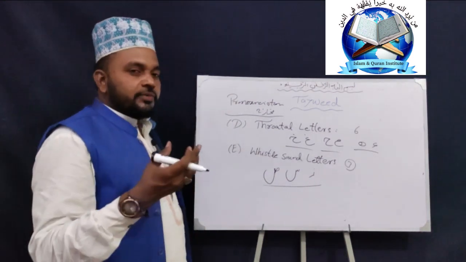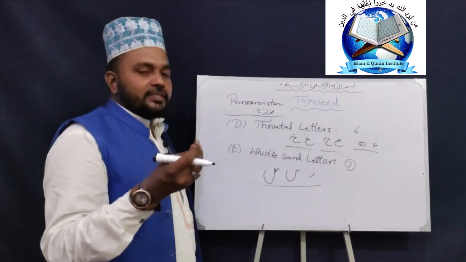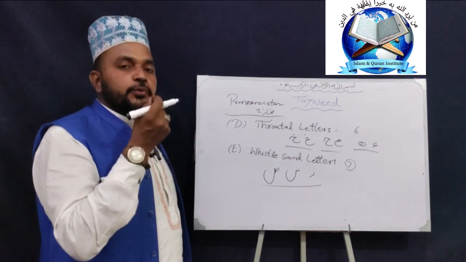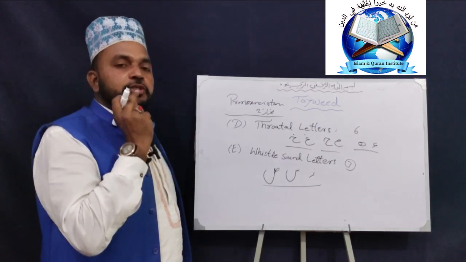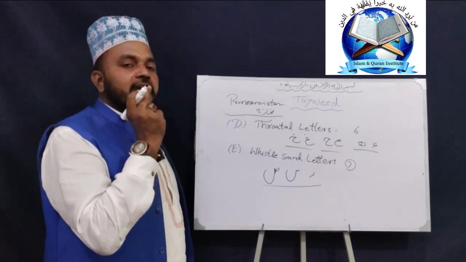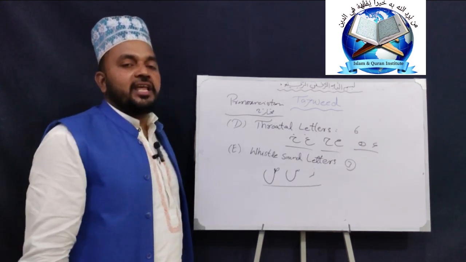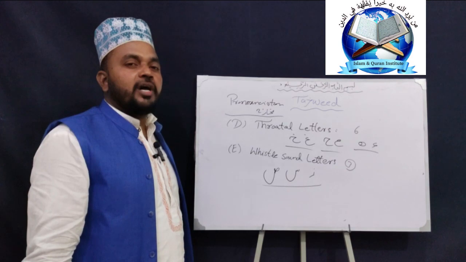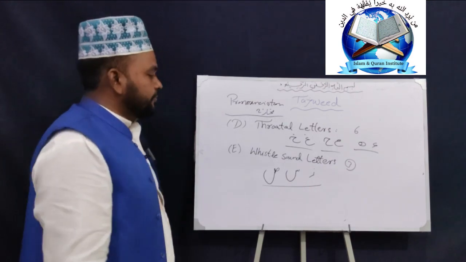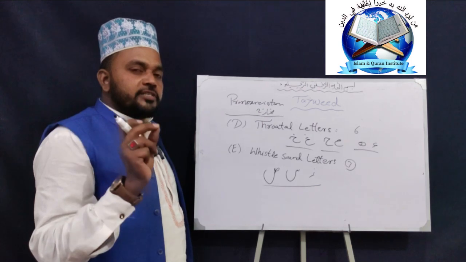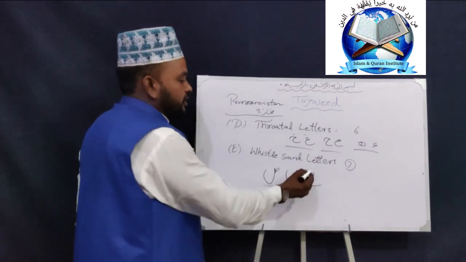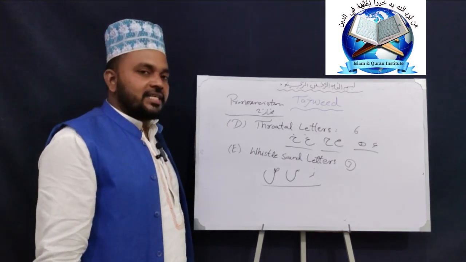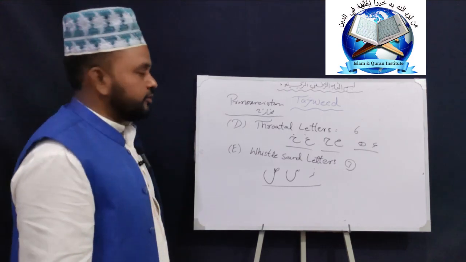We start doing whistle in sa as well. Sa, sa, sa is not right. The way to pronounce sa is your edge of the tongue should touch the root of the frontal teeth. So we should not do whistle sound in sa. Whistle sound is only in these three letters: za, seen, sawd.